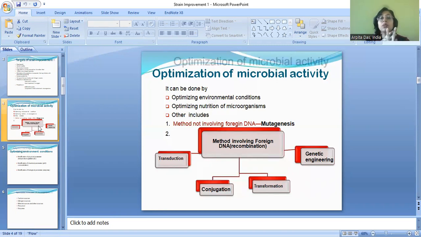The category in which we use foreign DNA is a method involving recombination and genetic engineering or recombinant DNA technology. So transduction, conjugation, transformation come under that area. The method in which we do not use foreign DNA is none other than the mutation method.